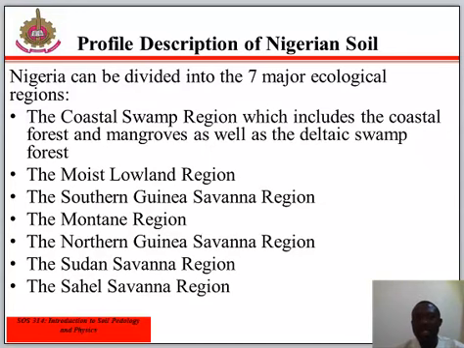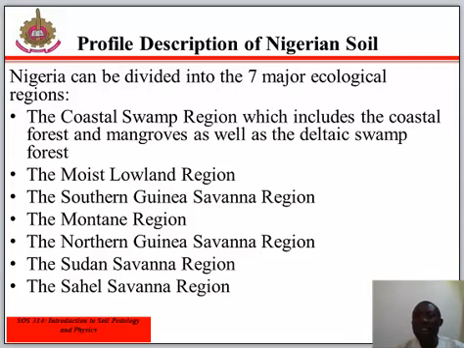Description of Nigerian soil. Nigeria can be divided into the 7 major ecological regions. We have the coastal swamp region, the moist lowland region, the southern Guinea savanna region, the mountain region, the northern Guinea savanna region, the Sudan savanna region, and lastly the Sahel savanna region. The location and extent of most of the regions coincide with the vegetation zones of the country as described by Keay in 1953.